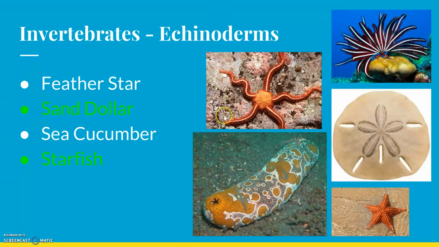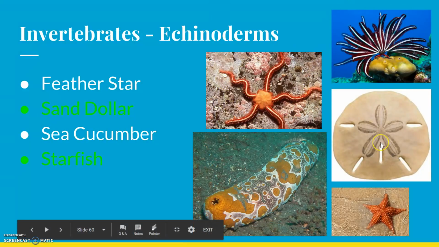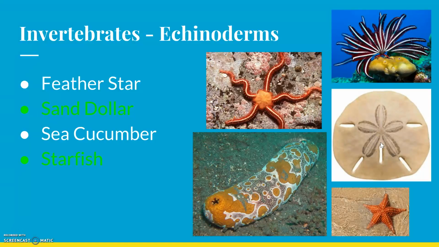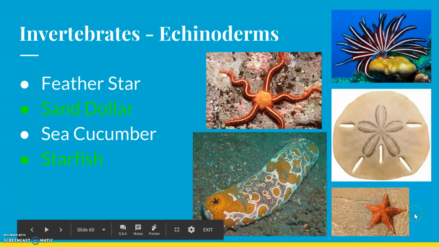Here's your feather star. This is your brittle starfish. A sand dollar actually is a living organism, or was a living organism at one point. Sea cucumber, it looks really similar to the land cucumber, just with a butthole. And then the starfish here, the common starfish.